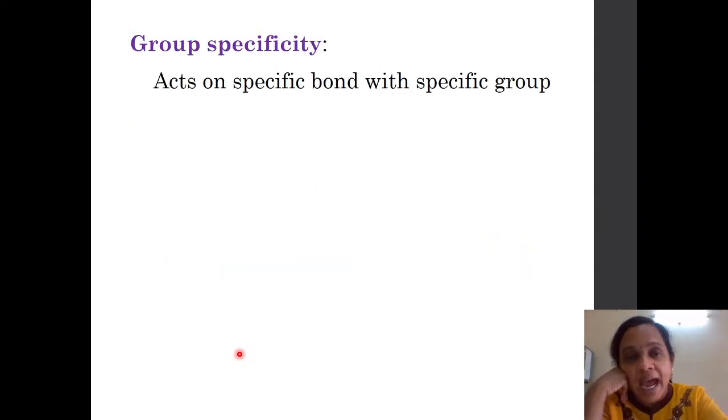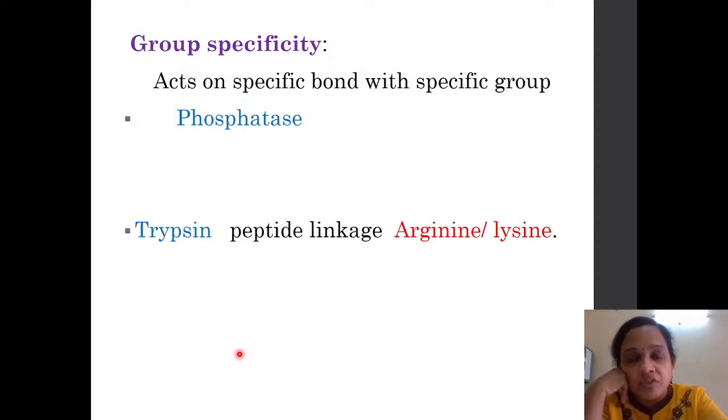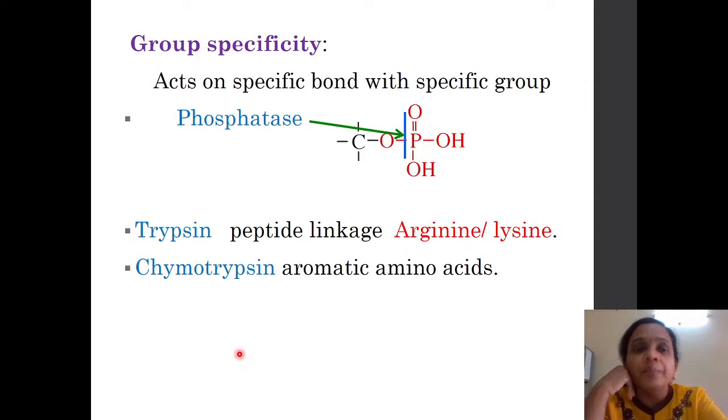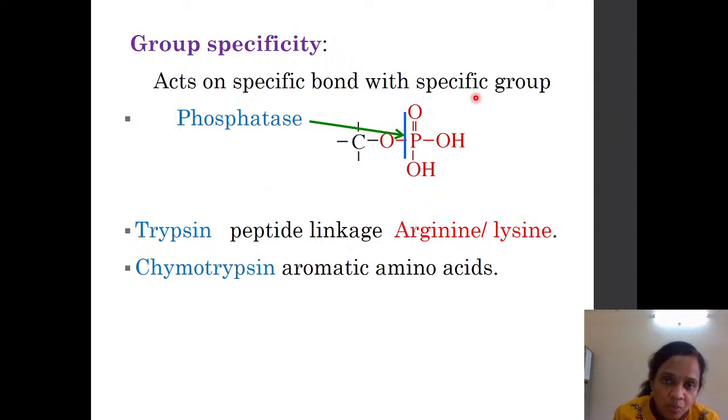Next is group specificity. It acts on specific bonds with specific groups, like phosphatases. The enzyme phosphatase will remove the phosphate group from any substance. So it will identify the phosphate group and remove the phosphate. Trypsin breaks the link if lysine or arginine is attached with any other amino acid. So trypsin identifies the peptide linkage between two amino acids, specific to arginine and lysine.